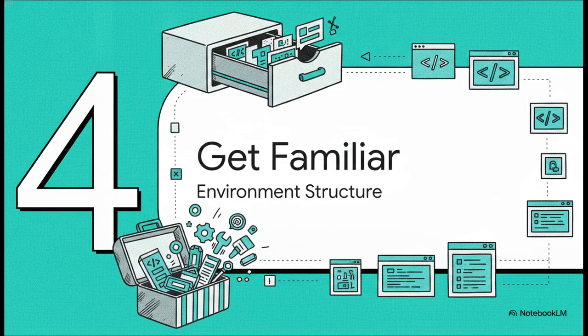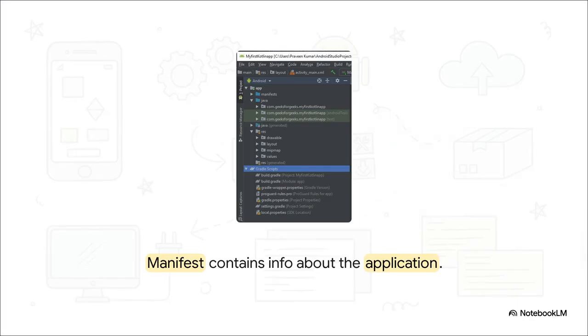Welcome to Section 4, Navigating Android Studio. Now that our project is created, let's metaphorically open the drawers of our newly installed toolkit and see what we're working with. Over on the left side, you'll see the project folder structure panel. The very first drawer we're going to open is the manifests folder, which holds a file called AndroidManifest.xml.